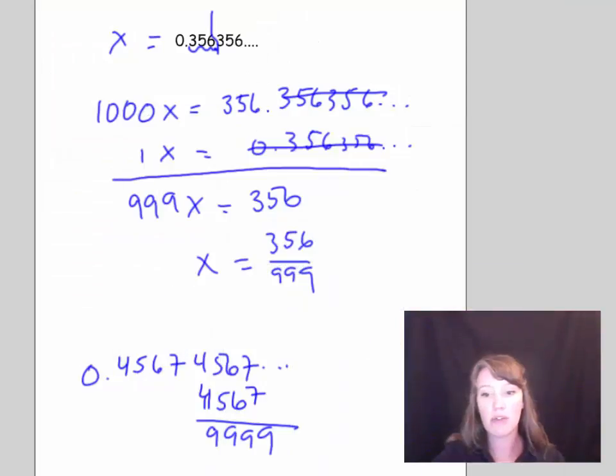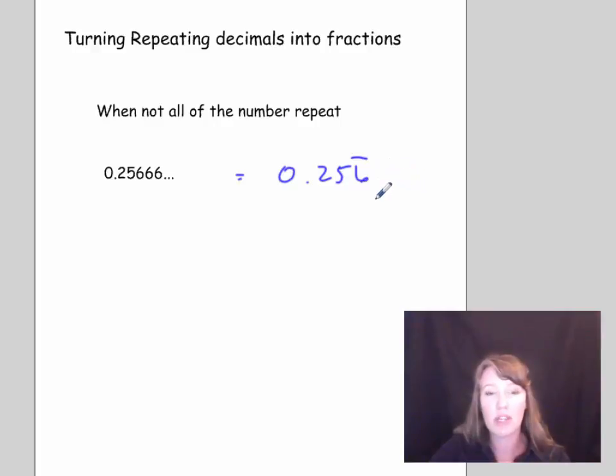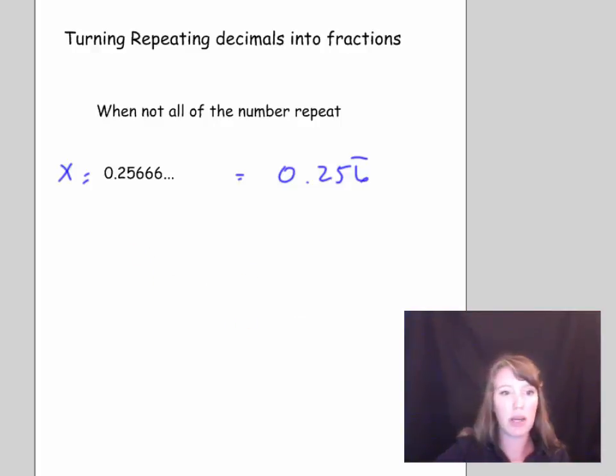Okay, now what happens if only one, not all the numbers repeat? So here we have 0.256 and so on, but the 6 is the only number that repeats. So if you were to write this with the bar notation, the bar would only be over the 6 and not the 25. So what do you do here? Well, again, we're going to set this equal to x. Okay, and we're just going to have to do a few tricky things here. I'm going to show you how to do it, and then I'm going to show you why I did it.